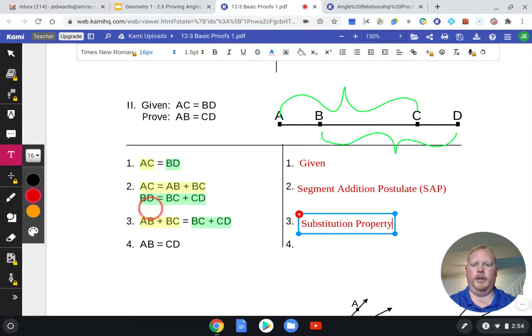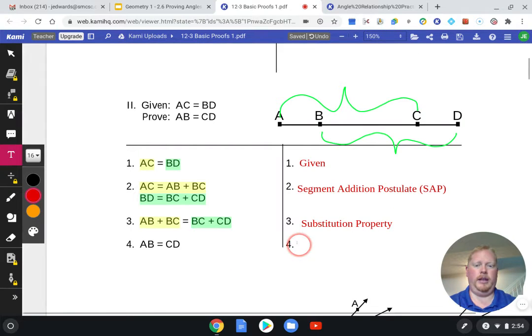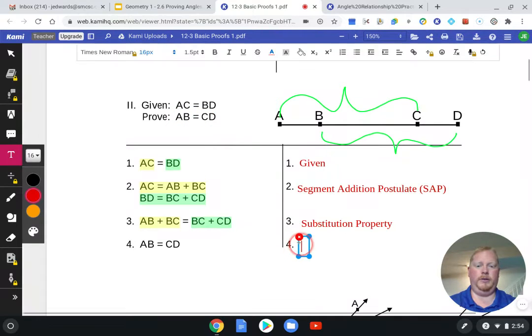Now if we take a look at this, here I have AB plus BC equals CB plus CD, and I notice that I've got BC on both sides of the equation. So, could I subtract BC from both sides and get those out of there? Sure. And then I'm left with the conclusion that we're coming up with, which is AB equals CD. So my reason for that is subtraction.